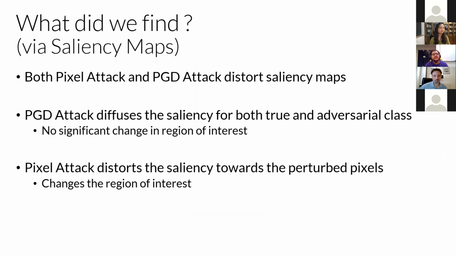And so what we find is that in the saliency map, both pixel attack and PGD distort the saliency maps for the neural network, but the PGD attack does not create any significant change in the region of interest. It diffuses the saliency for both the true and the adversarial class. Whereas in the pixel attack, the saliency is drawn towards the perturbed pixel, which changes the region of interest for the adversarial attack.